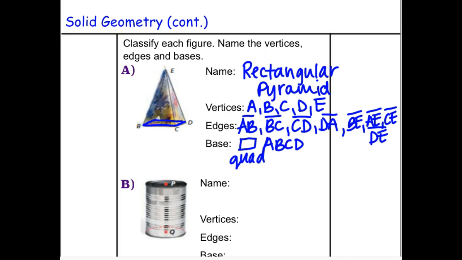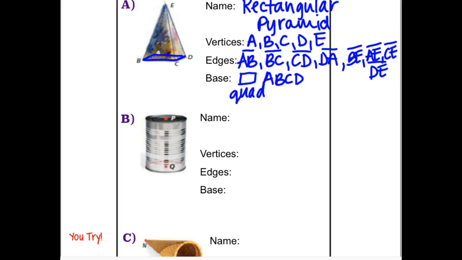So pretty straightforward. Next, we have a soup can. A soup can is the shape of a cylinder.